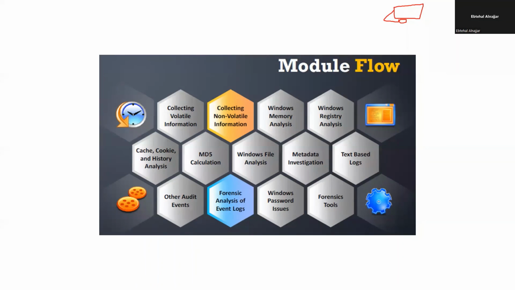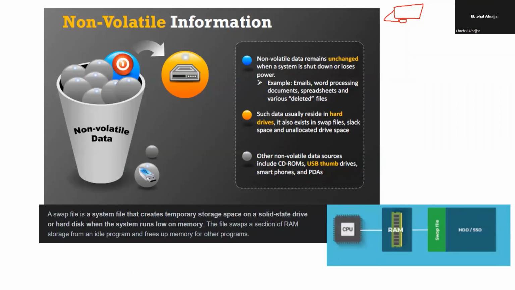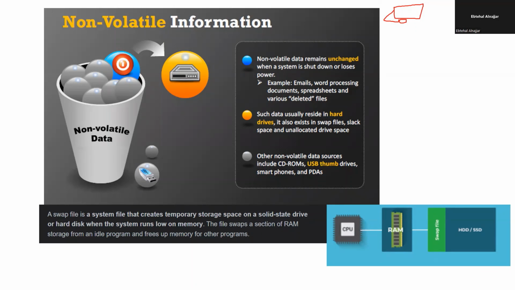This is an example of the hard drive, or maybe a DVD, or maybe USB. It's not going to be affected by the electricity or losing electricity. And this is especially, as I mentioned, the hard drive. So what kind of data you need to extract from the hard drive, how to extract the deleted files, you will find it all under this section of non-volatile information, and what tools we are going to use. Okay, guys? So if you have time today, I wanted to look at the non-volatile information.